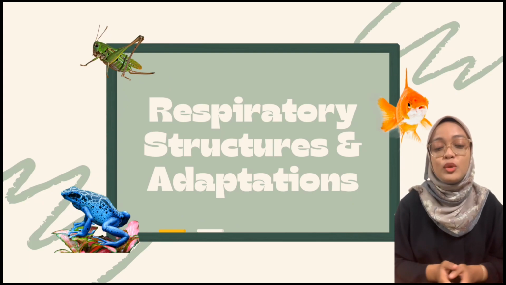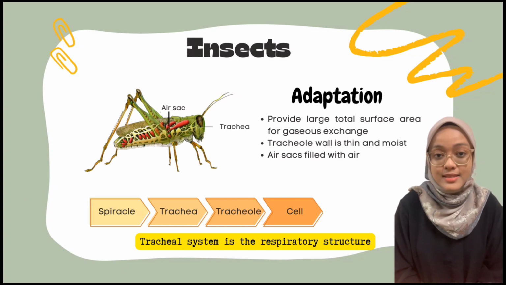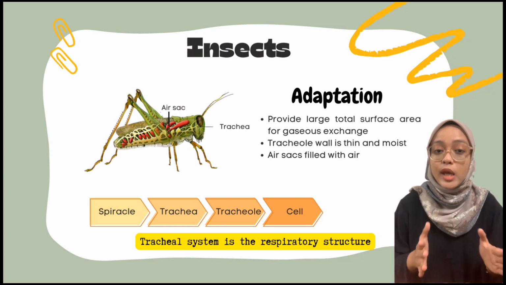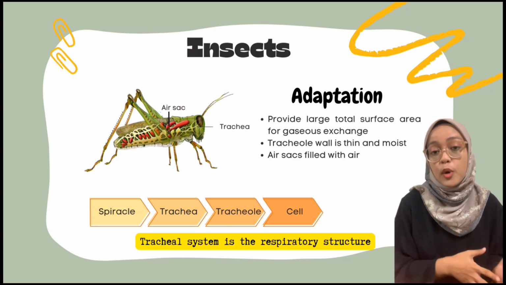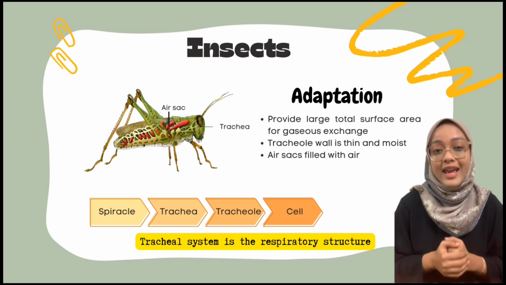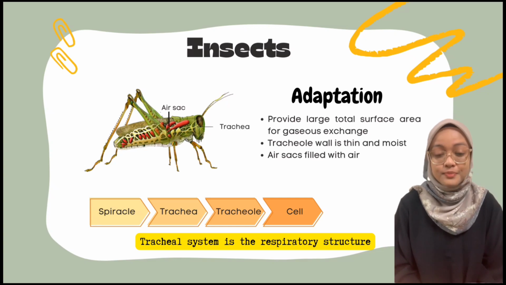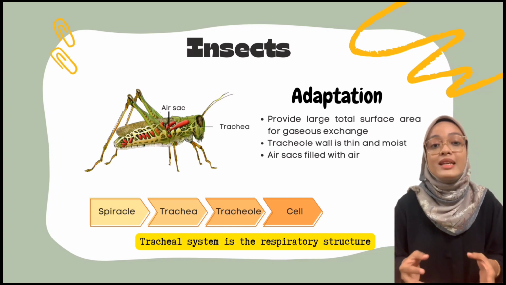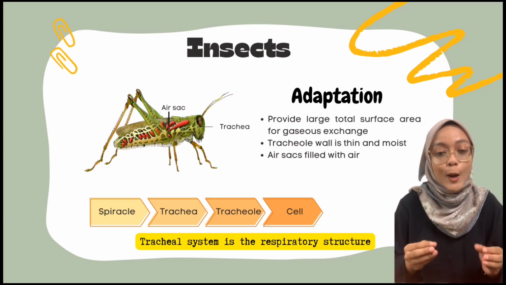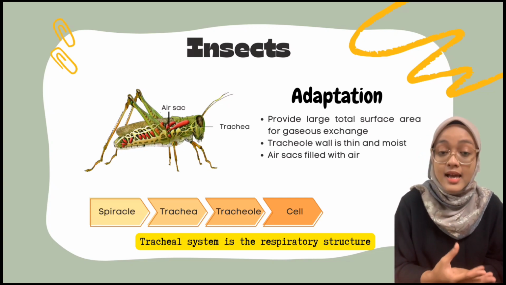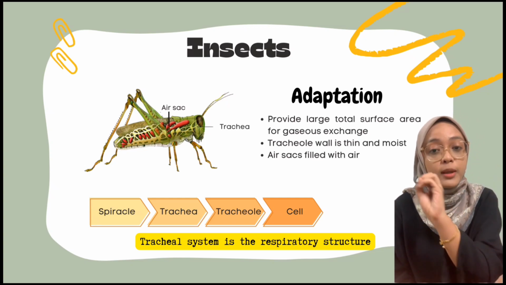Now let us move to the respiratory structure and its adaptation, starting with insects. For these subpoints, we only focus on grasshopper. It's almost the same for insects as well. The body of insects is protected by exoskeleton made of chitin, which is impermeable to gases. So the respiratory system of insects is the tracheal system. The system consists of a complex network of trachea and tracheole that deliver oxygen to every cell of the body.